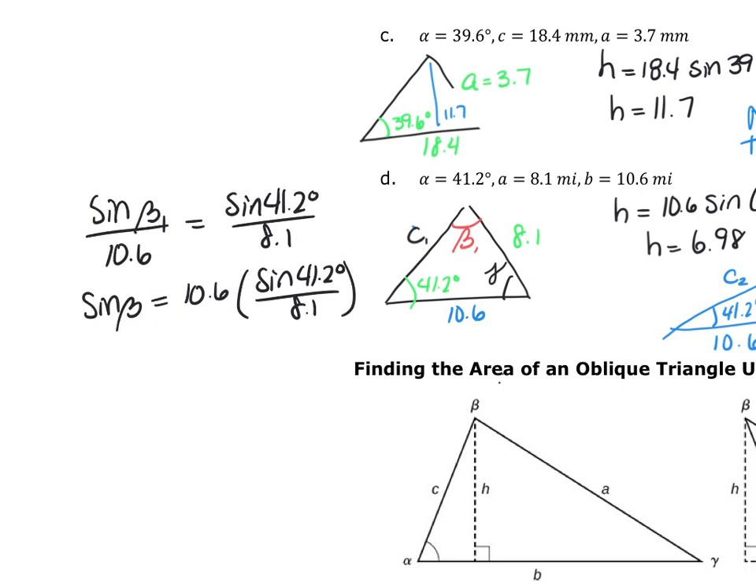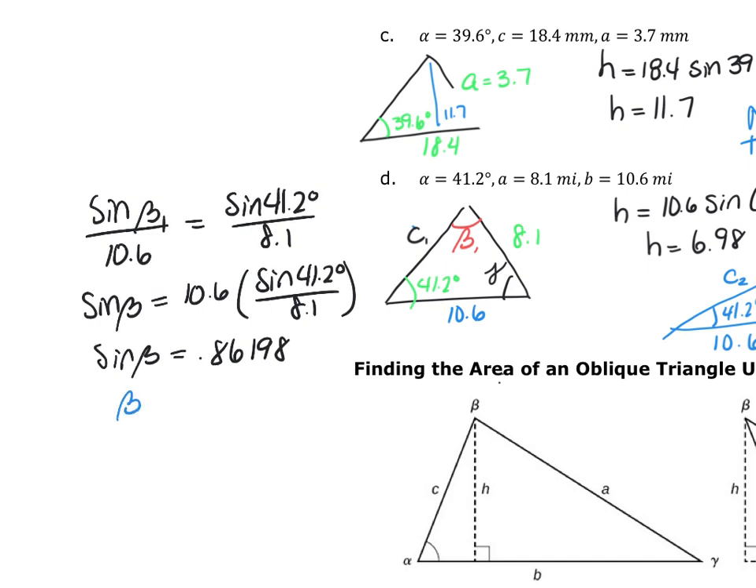So then the sine of beta must be equal to 10.6 times the sine of 41.2 degrees divided by 8.1. I'm going to put that in my calculator. So I'm going to do 10.6 multiplied by the sine of 41.2 divided by 8.1. And I end up with the sine of beta is equal to 0.6198. And as before, like I started out with my warm-up, I'm going to take the sine inverse of both sides.